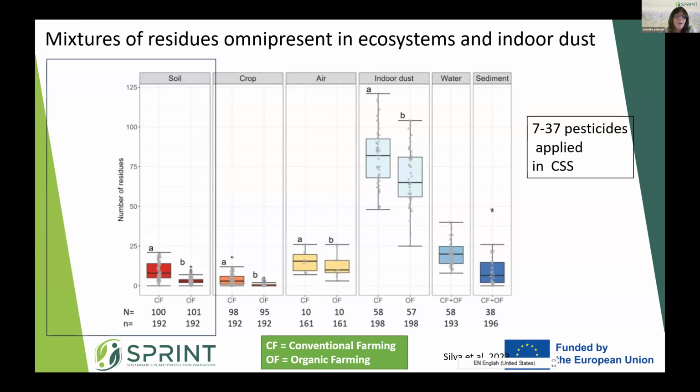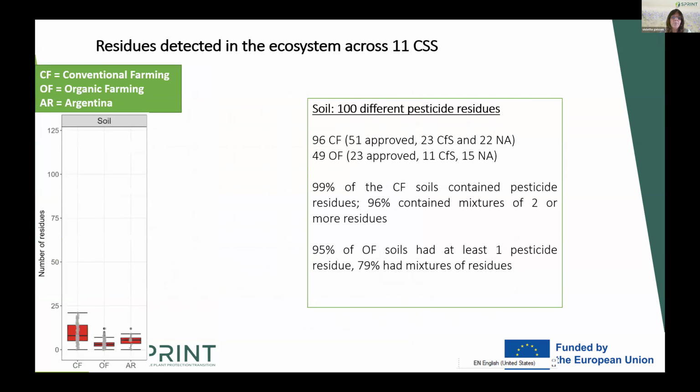and even in organic farms, here mentioned as OF, you find mixtures predominantly, with lower concentrations and lower numbers, but still mixtures. Why? I will here zoom in into only the soil, the outcomes of the soil. Here you see conventional farms in Europe, organic farms in Europe and in Argentina.